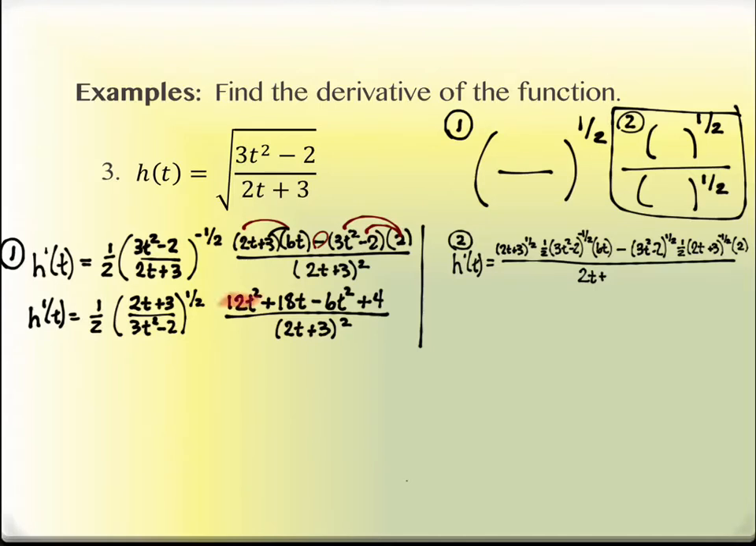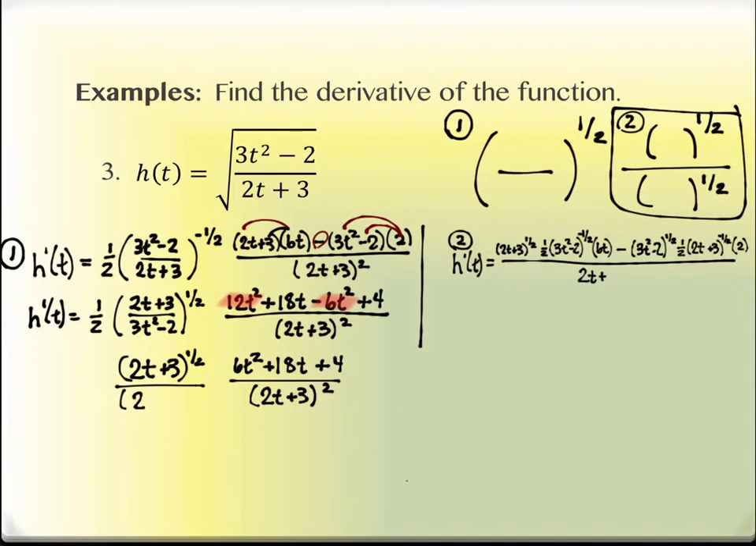6t squared plus 18t. Yeah, these two pieces combine, so I have 6t squared. The other two pieces do not, so we'll simply rewrite them. While I do that, I'm going to go ahead and distribute that power 1/2 to the numerator and denominator respectively. So this is 2t plus 3 to the 1/2.